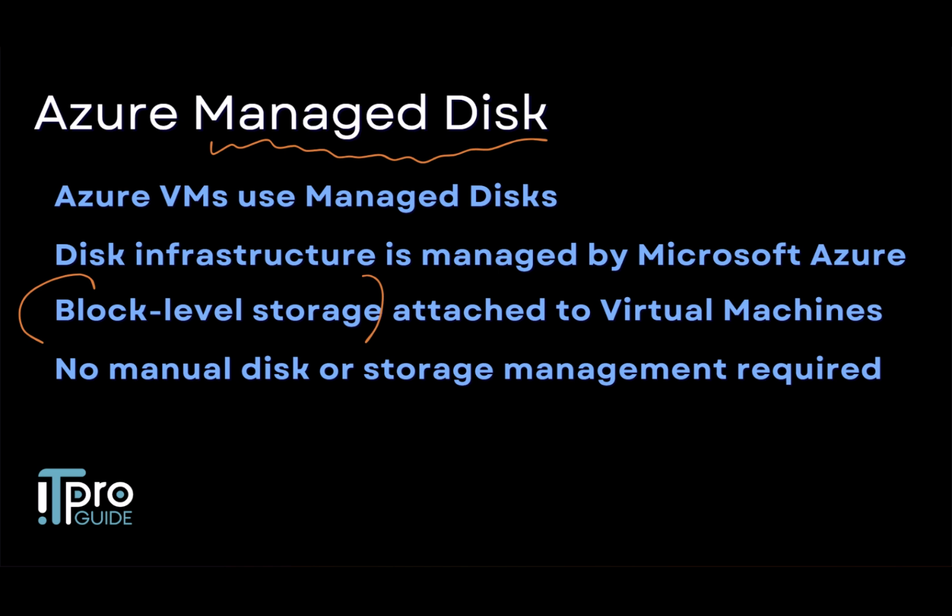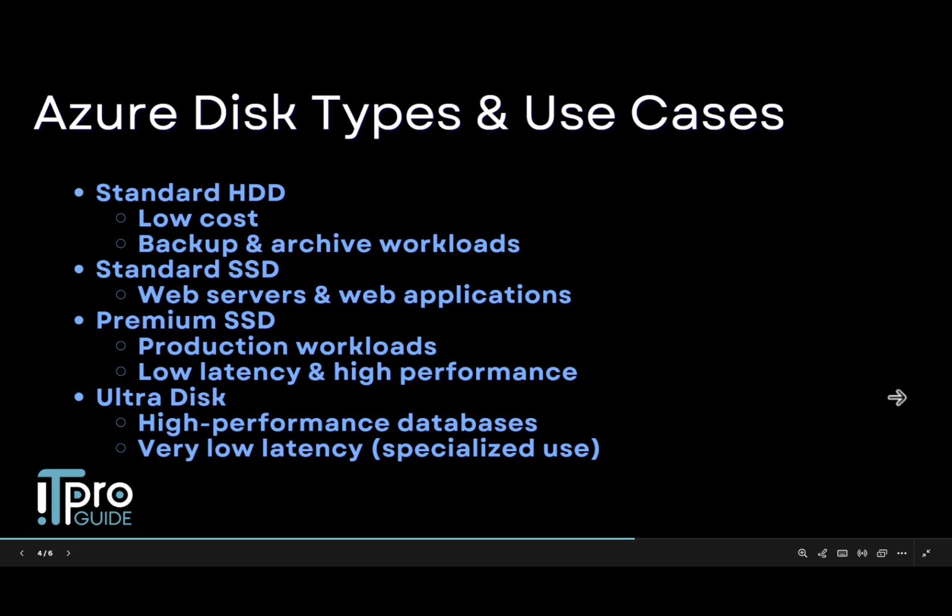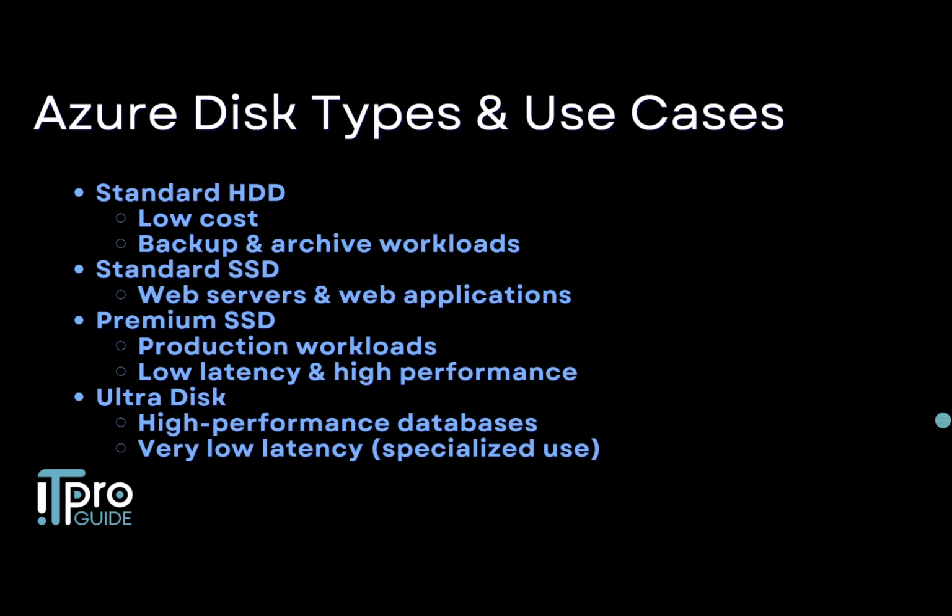And there are different types of disk: standard hard disk, standard SSD, premium SSD, and ultra disk. Each disk type provides a different level of latency, performance, throughput, and also cost. If you compare these disks based on the use case, you can say standard hard disk is good for backup and archive purposes. Standard SSD is good for web servers. Then premium SSD is good for production workloads. Then ultra disks are reserved for very high performing data.